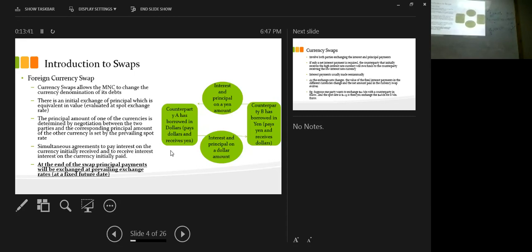So the swap is a way to facilitate borrowing in a different currency, and at a lower cost. This person can borrow comparatively cheaper in Europe, and I can borrow comparatively cheaper in the US. So we both decide, okay, let's exchange a particular amount, and we have to agree on how much goes with the exchange rate. So we explain that.